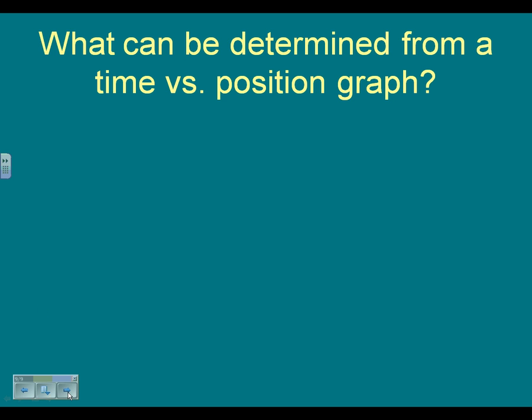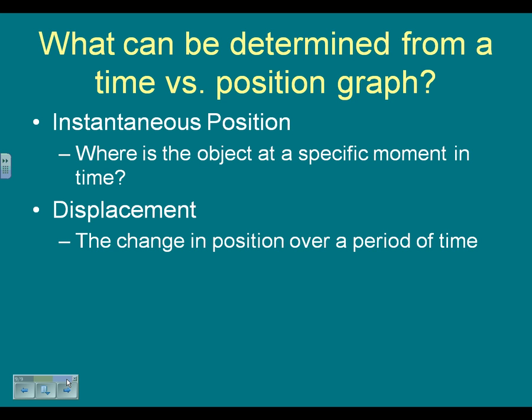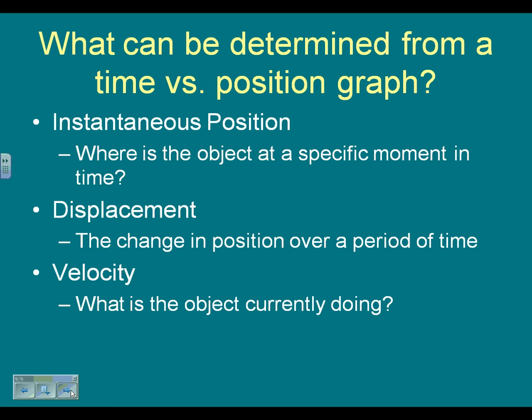So on a time versus position graph, there are 3 things that we should be able to tell. First, the instantaneous position of an object, where that object is relative to a reference point at a specific moment in time. Second, the displacement of that object, the change in its position over a specified period of time, looking at where it is at t final versus where it was at t initial. We can find both of those things out from a time versus position graph. Third, the velocity, and more specifically the instantaneous velocity. What is that object currently doing? And we do that through the slope of a tangent line.